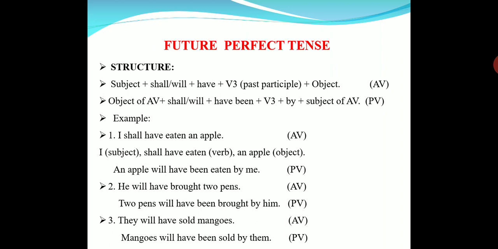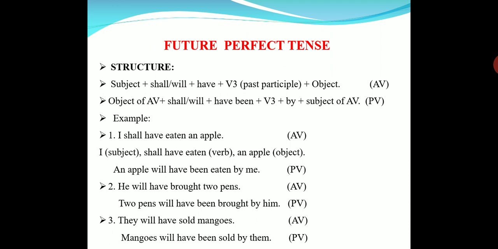Shall have eaten. Eaten is the verb. Shall have eaten. An apple will have. We add here, what is the be form? Been. And eaten is the V3 form, by me. The total sentence is an apple will have been eaten by me. So what we are adding is the be form been as it is perfect tense.